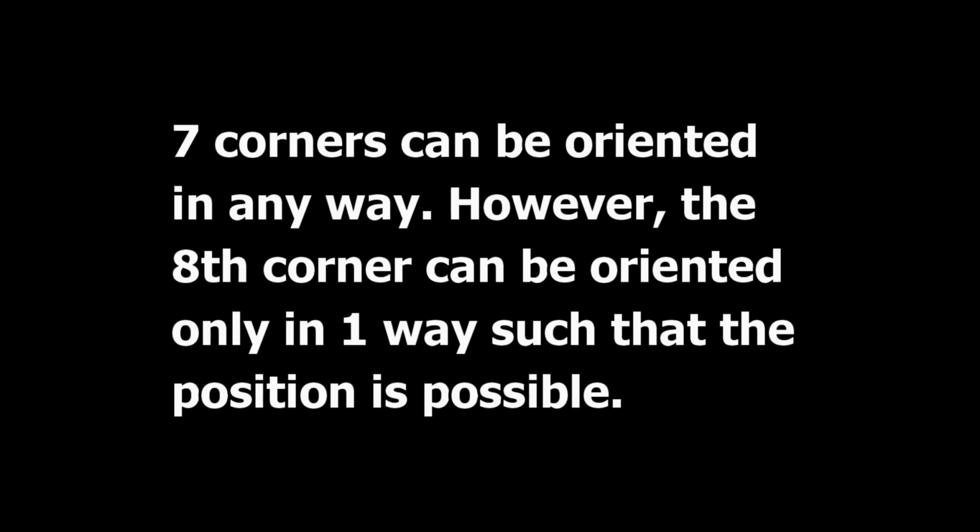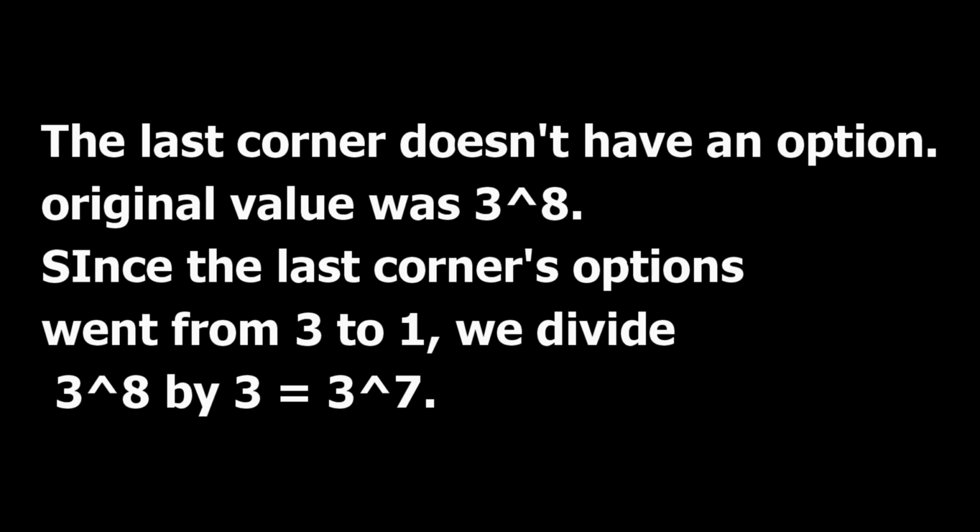So the last corner doesn't have an option. We originally had 3 power 8, but now since the last 3 became a 1, we need to divide 3 power 8 by 3. So 3 power 8 by 3 is 3 power 7. Now this is our new number, which we need to remind ourselves about.